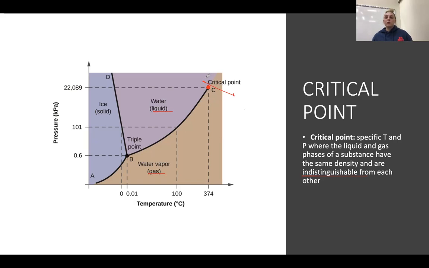This point is reached because thermal expansion at high temperature decreases the density of the liquid state, while high pressure compresses the gas into a small volume, which increases its density.